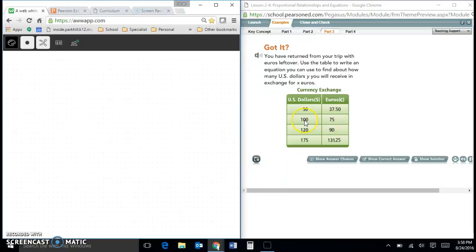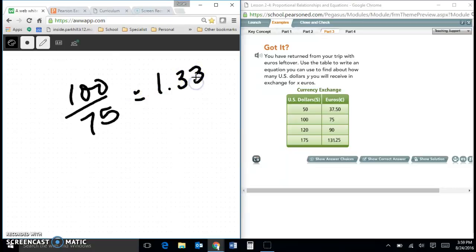Before we put the 75 over the 100. Now we're going to put the 100 over the 75, and you will see that you would get something like 1.3. So now your equation would be y equals 1.33x. And you're finished. This would let you know that if you had, let's say, 75 euros, 1.33 times 75 would give you 100 US dollars.